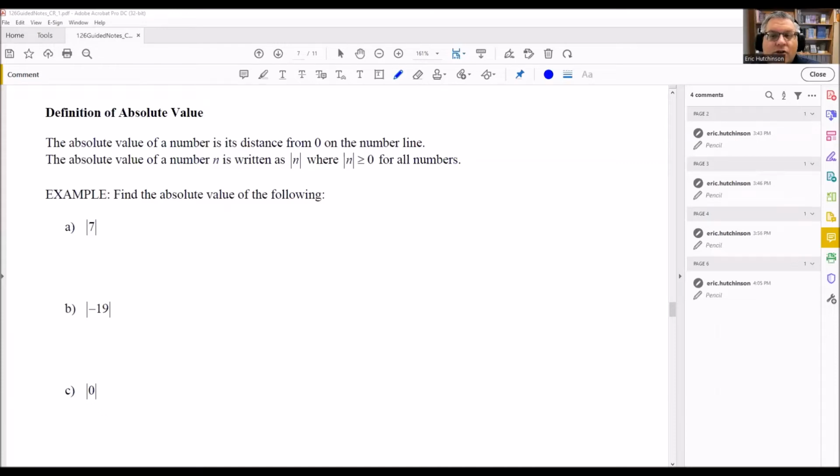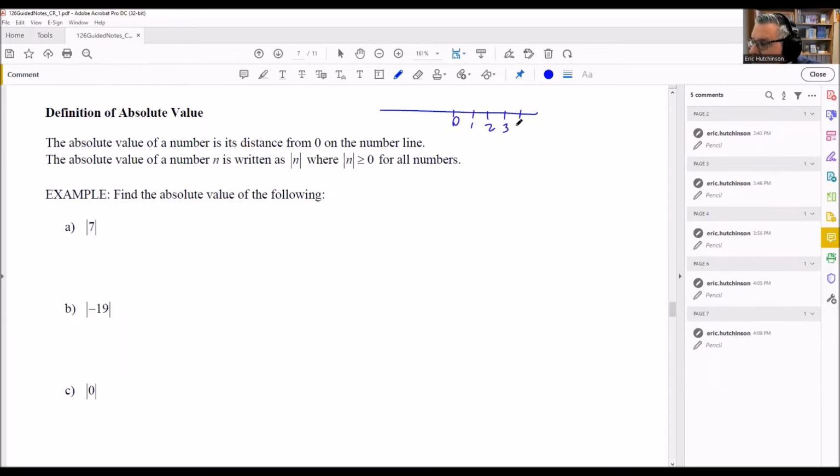Next we have the definition of absolute value. Now, absolute value is talking about a distance, for how far you are away from zero. So if you think of a number line like this, okay, this is zero.